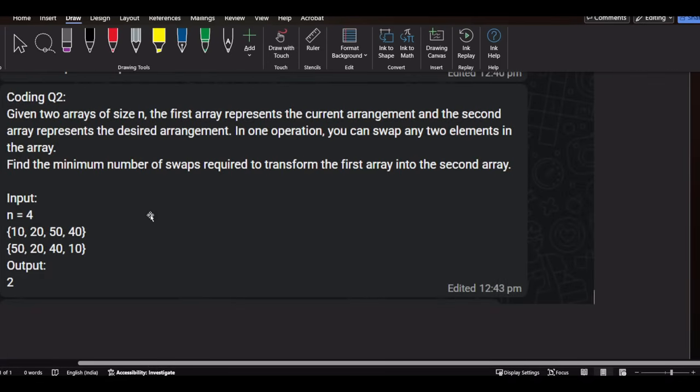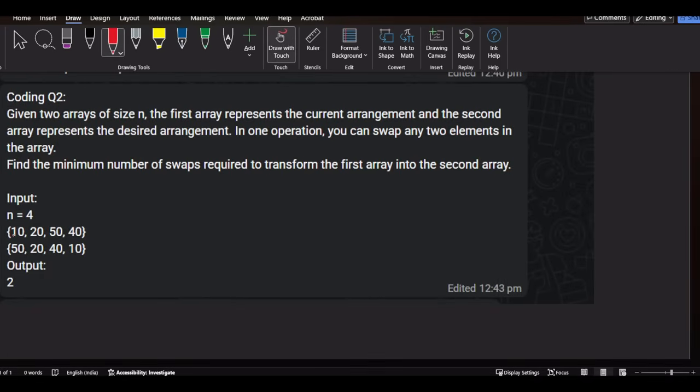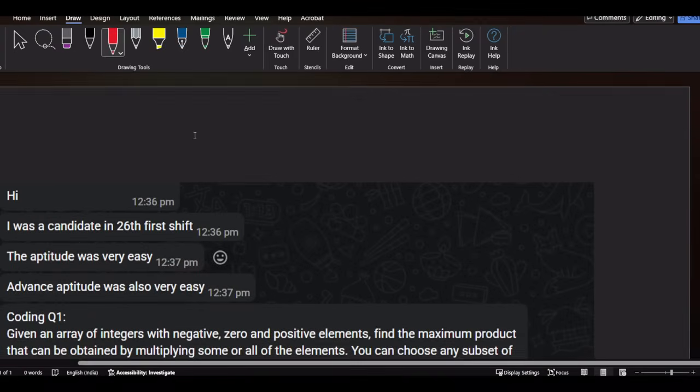So in one operation we can swap 10 with 40. If we swap 10 with 40, the array will look like 40, 20, 50, and 10. Then we swap 40 with 50, so the array will look like 50, 20, 40, and 10. And this is the desired arrangement which we want. This way we can achieve this position and the output will be 2. So this was the second coding question that got asked.